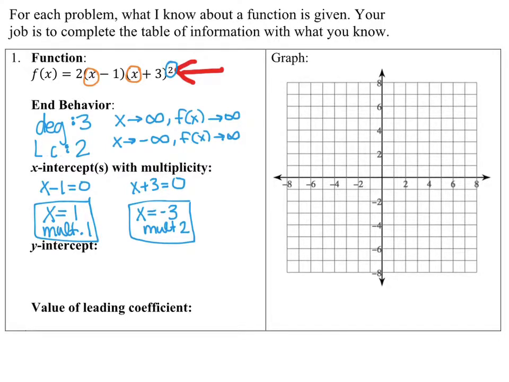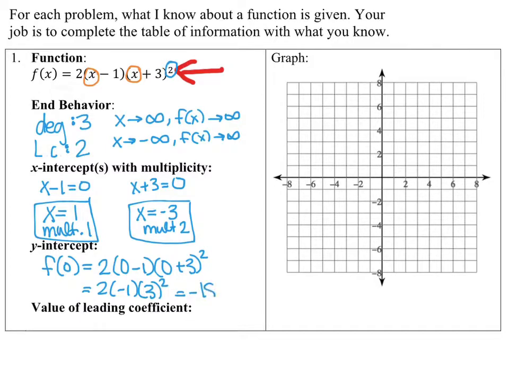To find the y-intercept, I'm going to plug 0 in for x. So f of 0 equals 2 times 0 minus 1 times 0 plus 3 squared, which is 2 times negative 1 times 3 squared, which equals negative 18. And my leading coefficient is just the 2.